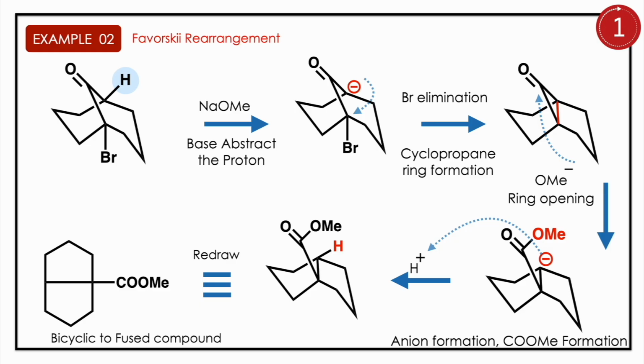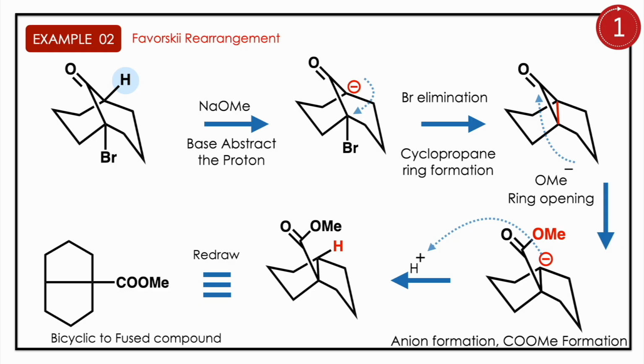Here the compound is bicyclic. Don't get confused. Stick with the fundamentals. We will go by the structure. Here you have an alpha hydrogen atom and an alpha halogen ketone, so there is a chance of Favorskii rearrangement. You are using sodium methoxide. It is a base, and abstracts the proton. You have the nucleophile. The nucleophile attacks the bromine. It forms cyclopropanone.